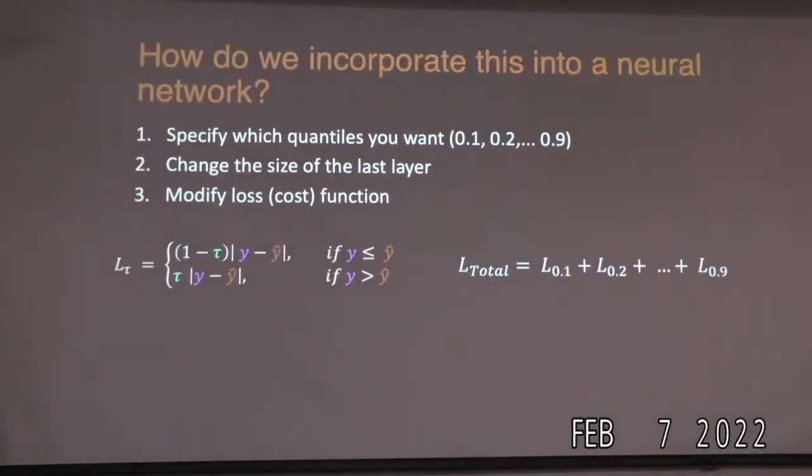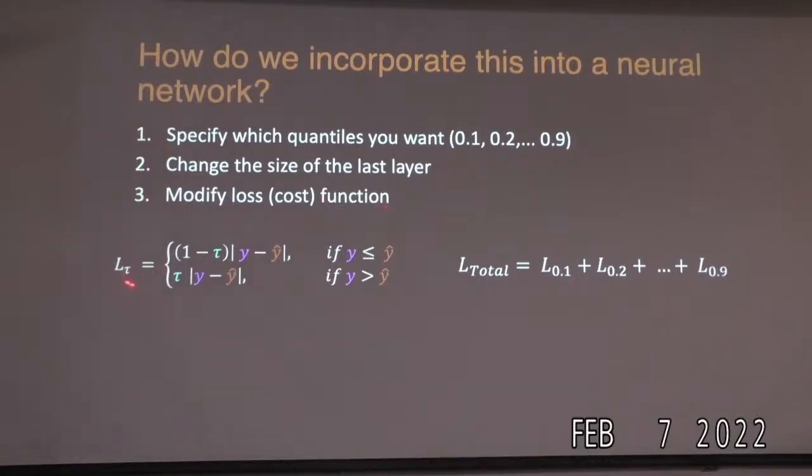So how do we incorporate this into a neural network? It's actually super easy. We specify which quantiles we want. So we're going to choose 9 evenly spaced quantiles between the 10th and the 90th. We change the size of the last layer to match the number of quantiles we're estimating. So you're estimating 9 quantities. Then we modify the loss function.